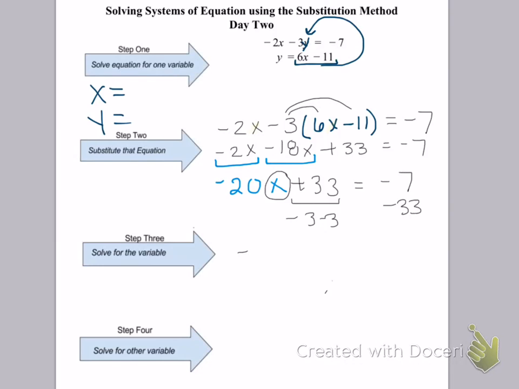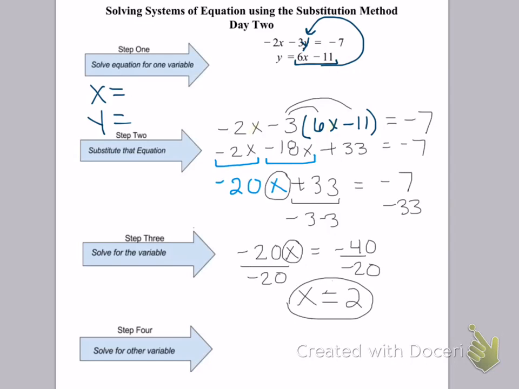So you'll have negative 20x equals negative 40. Well, we still have to isolate this variable, so you got to do the opposite. So that's divide by negative 20 on both sides. So x equals 2. So here's our first value. We solved for one of the variables. That was step 3. And we got x equals 2.